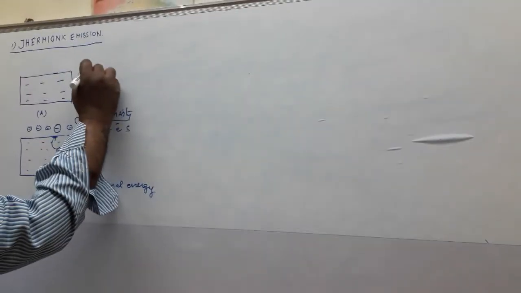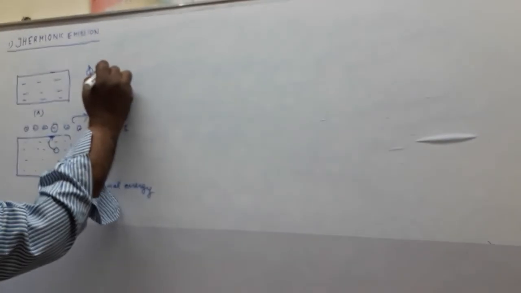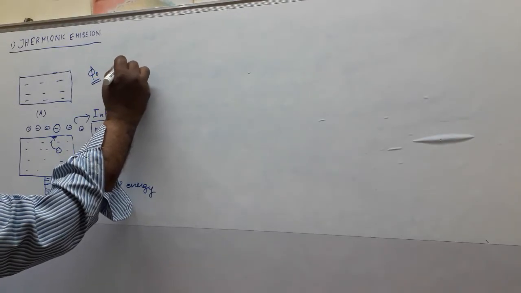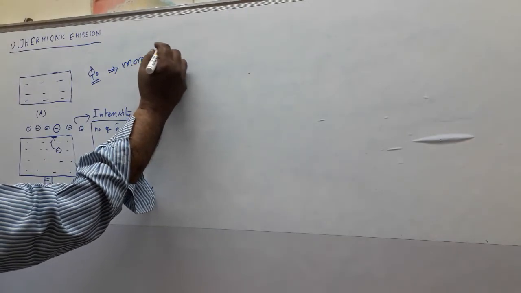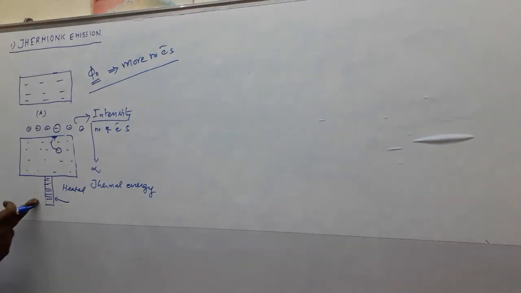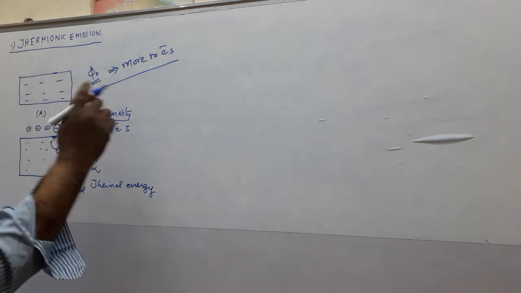Now, thermionic emission happens only in metal. Last class I told that a lowest work function emits more electrons, because we are giving enormous thermal energy. If the work function is less, then the intensity will be raised.